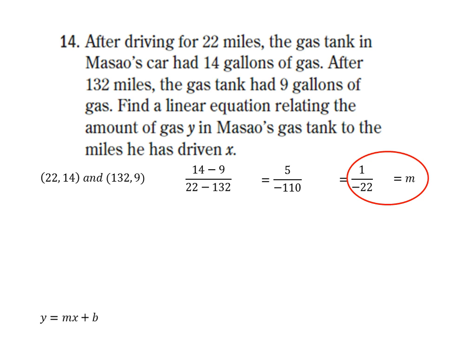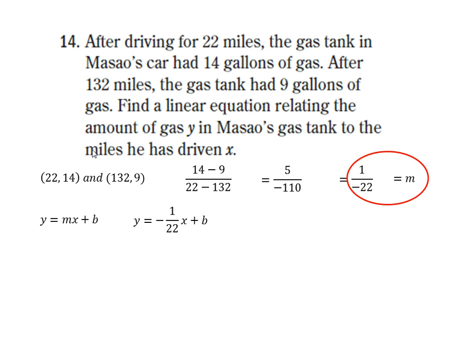This is our rate of change, and we're going to use this to plug into the slope-intercept equation, y equals mx plus b. Here is our m, 1 over negative 22, or negative 1 over 22. So I'm going to plug that in. y equals negative 1 over 22 x plus our y-intercept b, and our y-intercept b will be how many gallons of gas did we start with here.